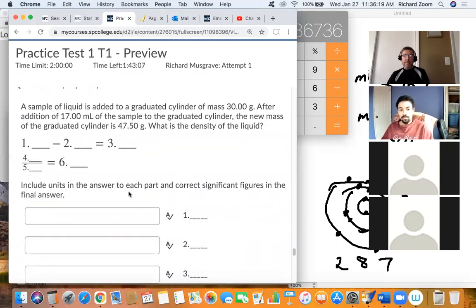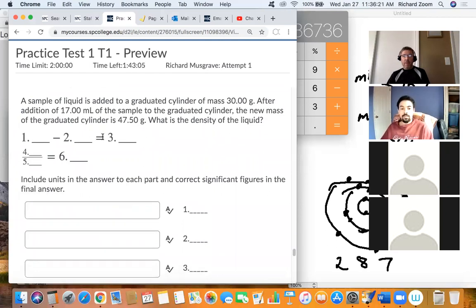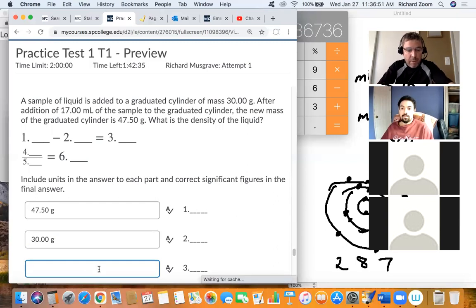So for this one here, we're going to find the density of a liquid. First, we need to find the mass of the liquid, which is going to be 47.50. You have to type in the whole thing. You just can't type in 47.5 because that's what you're given. And then you've got 30.00 grams. The difference between those would be 17.50 grams.